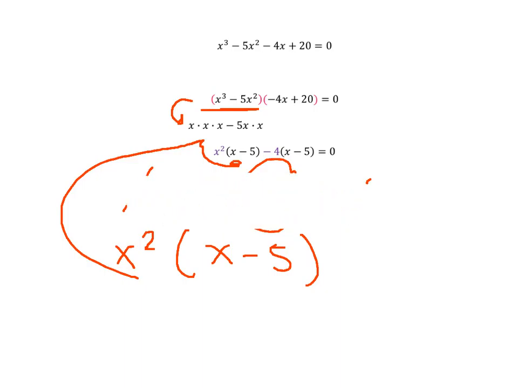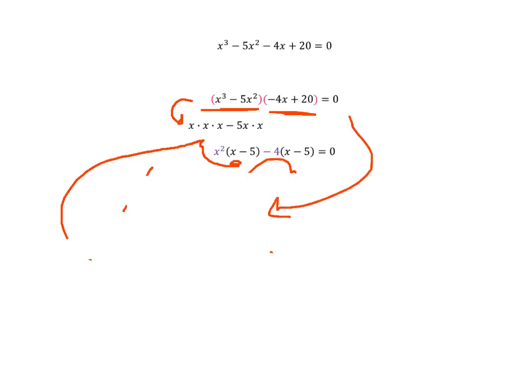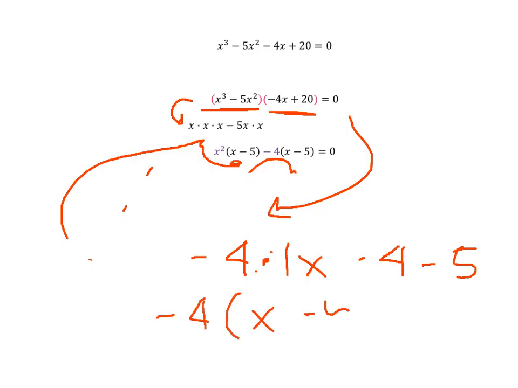Okay? Now you can see for the common factor of our next term, negative 4x plus 20, we have a negative 4 we can take out, because negative 4 times 1x, and then negative 4 times negative 5 equals 20. So negative 4 times x minus 5 is where we get our second term.